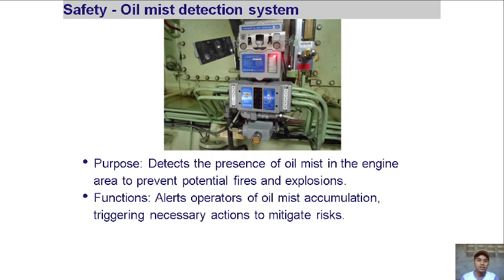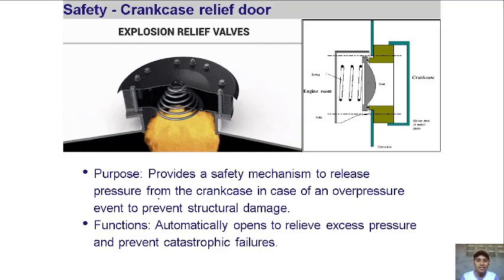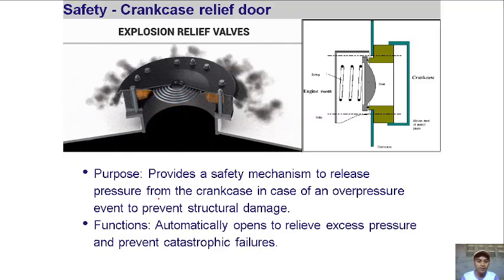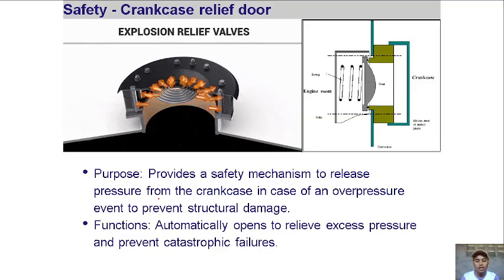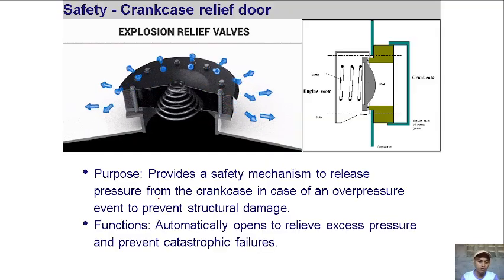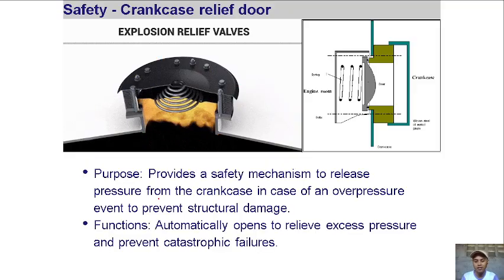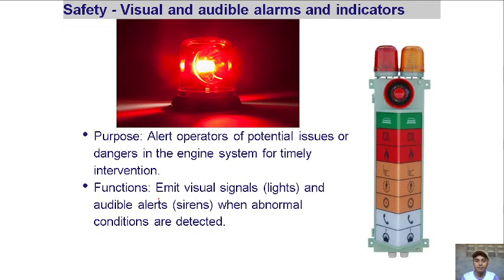Next, we have the oil mist detection system. This was already discussed. Okay, next. Crankcase relief door. So the purpose provides a safety mechanism to release pressure from the crankcase in case of an overpressured event to prevent structural damage. So, functions automatically opens to relieve excess pressure and prevent catastrophic failures in the crankcase.